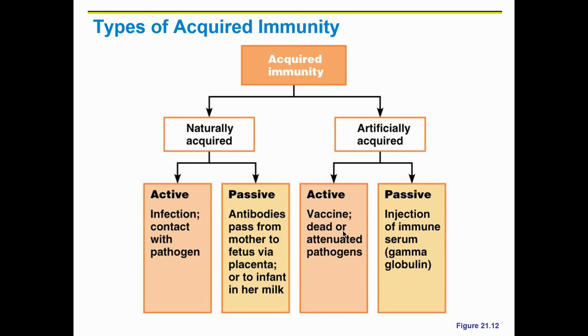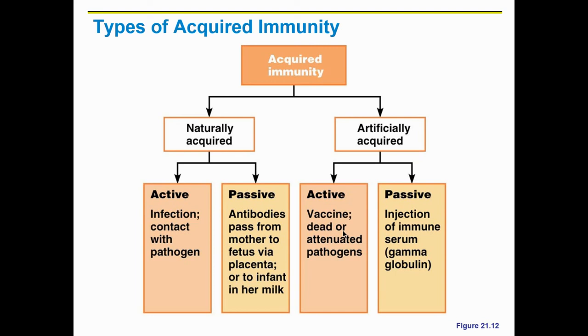Let's look at artificial. So, artificial means something weird is going on. It's just not something that happens in nature. So, artificially acquired active is what happens when you get a vaccine. It is just not normal to take a needle and inject yourself with something that can make you sick. Well, now, usually we don't use things that make you sick because we kill them or we weaken them in some way. But still, you're injecting a dead or attenuated pathogen into your own body. And that is just not a normal thing to do.